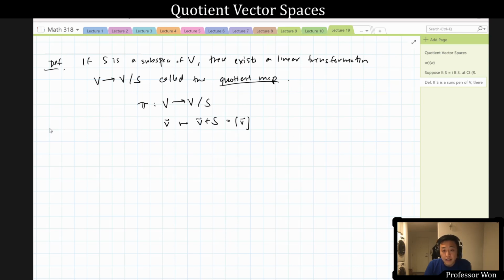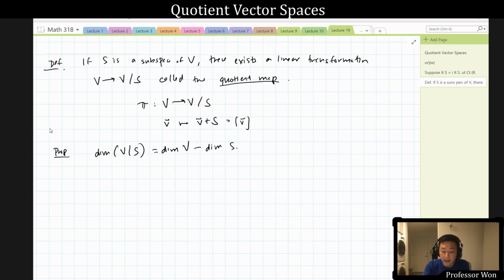Okay, and of course there's going to be a function like this. You just send v to the plane containing v. That's a reasonable function. The content of this definition really is that that happens to be a linear transformation. In other words, it plays nice with addition and scalar multiplication, which allows us to understand the following thing, which is what is the dimension of V mod S? This is the dimension of V minus the dimension of S.